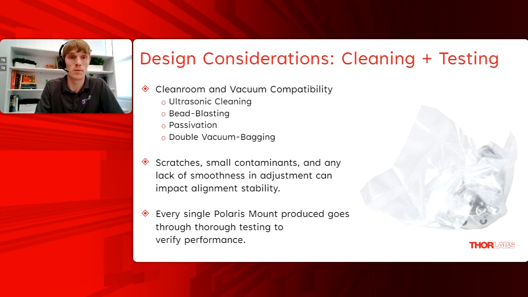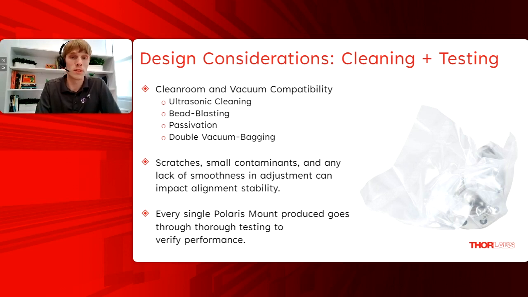Moving on from there, the last design consideration is the cleaning and testing of your mount. When we make our Polaris mounts, we ultrasonic clean all the parts. We bead blast the main components, as well as passivate the stainless steel front and back plate along with some of the adjuster screws. And we put them in a double vacuum bagging to ensure that no contaminants are in that packaging when it arrives at the customer site. You can see the packaging of a mount in the picture here.